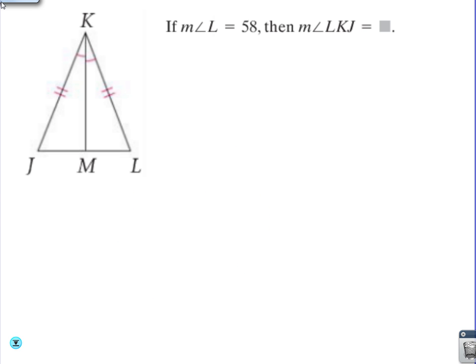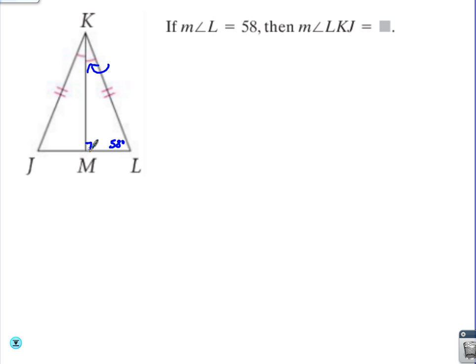First problem. If the measure of angle L is 58 degrees, the measure of angle LKJ, how big is it? Okay. Again, what they've done here is they've cut this triangle perfectly in half. Guys, that's going to be a right angle, because they're both right angles. So what it's asking is, if this is 58, how big is this?